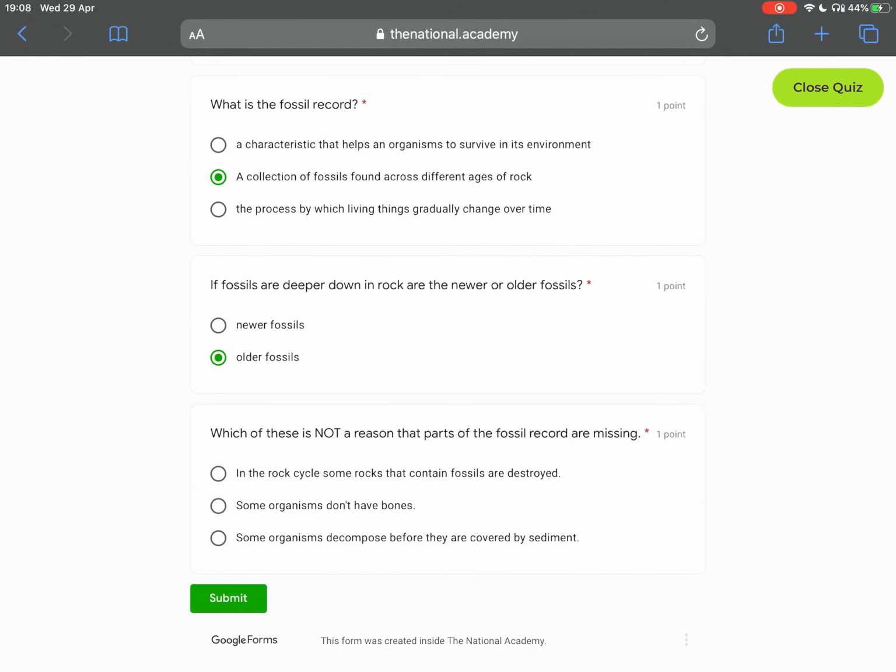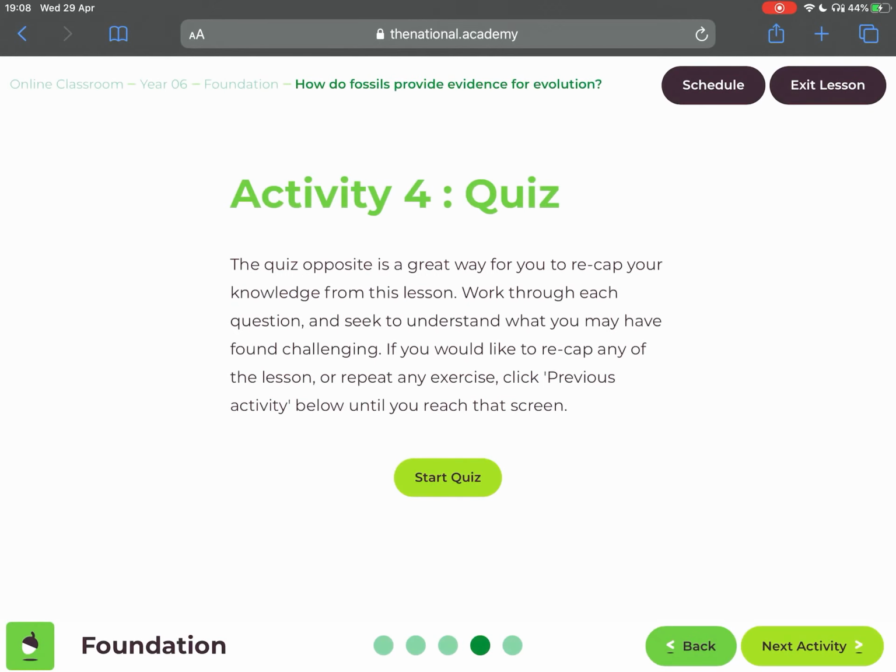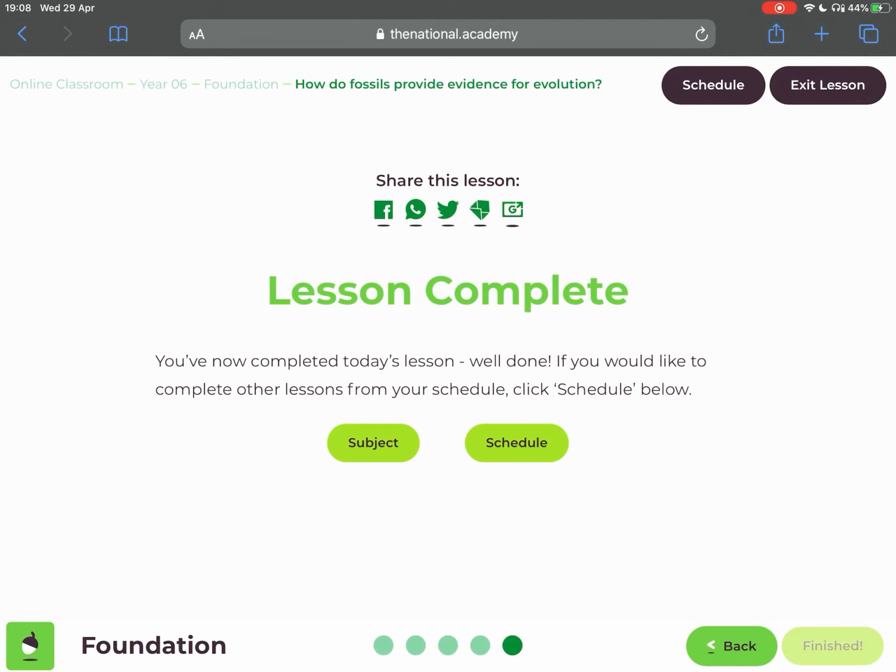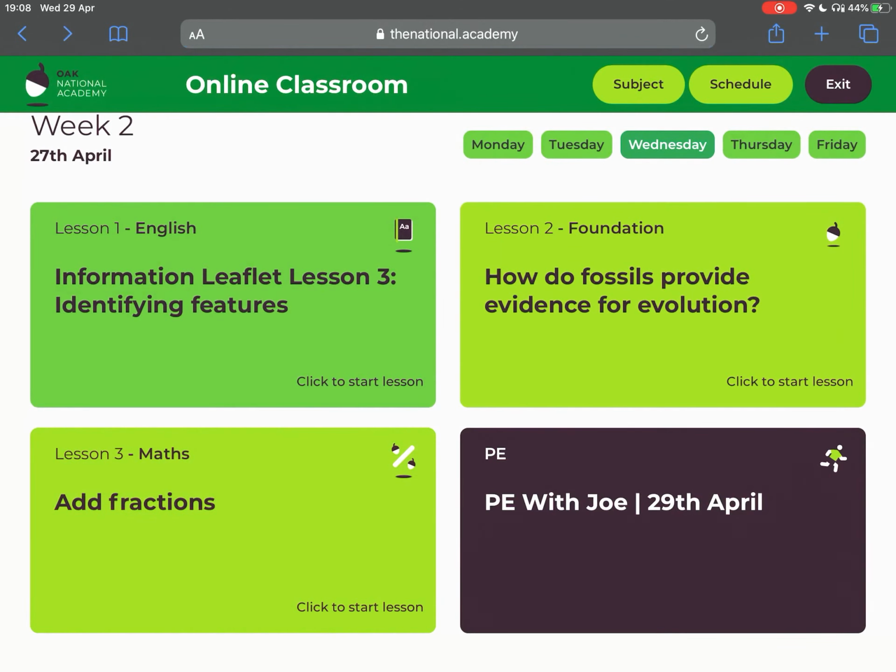Which of these is not a reason that parts of the fossil record are missing? This should be: some organisms don't have bones. There. After you've done that, you've done your quiz, well done. And you've done the lesson here, well done.